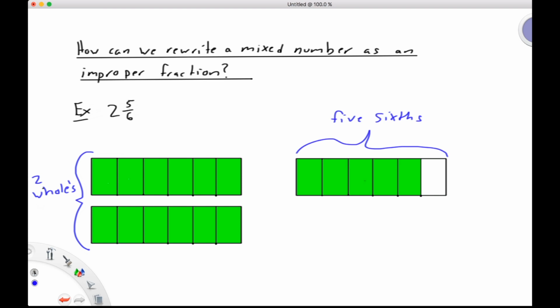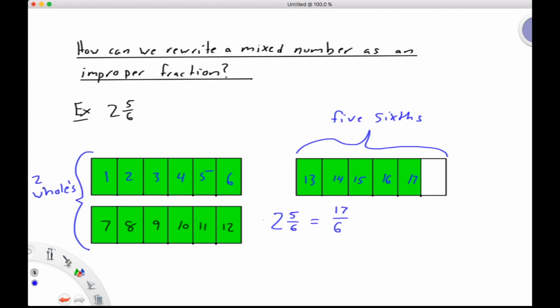Now, since each of these rectangles is broken up into 6 pieces, we can count the total number of sixths by just counting the number of little rectangles. 1, 2, 3, 4, 5, 6, 7, 8, 9, 10, 11, 12, 13, 14, 15, 16, 17. And so what that tells us is that 2 5/6, right, our 2 wholes over here on the left plus our 5/6 over here on the right, is going to equal 17 of those pieces, 17/6.